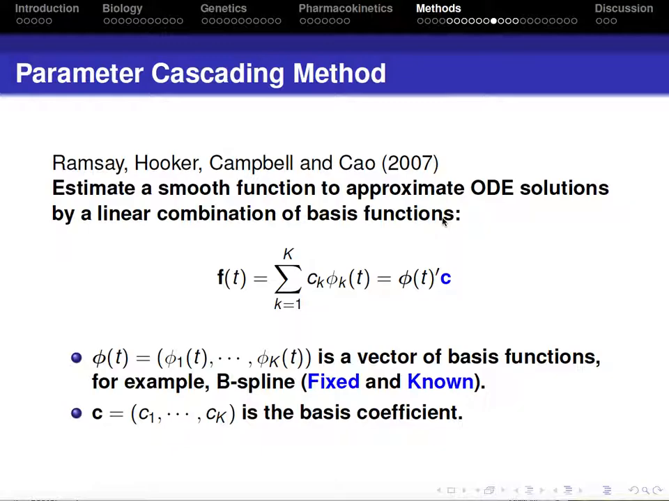Here we don't know the ODE solution, right? We cannot solve the ODE. We don't know the ODE parameters, and the ODE does not have an analytical solution. So what we can do is use a smooth function to approximate the ODE solution. This smooth function is a linear combination of basis functions. I denote the smooth function as f of t, where phi k of t are the basis functions, and c k are the coefficients of the basis functions.